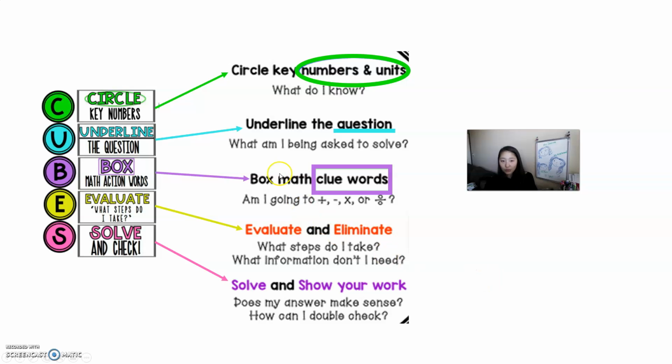Tomorrow, we're going to go around and underline the questions. And maybe tomorrow we might box the answers too, I'm not sure yet, depending on how we go. Then Thursday we're probably going to box. And Friday we need to go through what evaluate, eliminate, and then showing your work and solving means. So if you're ready, let's keep going.